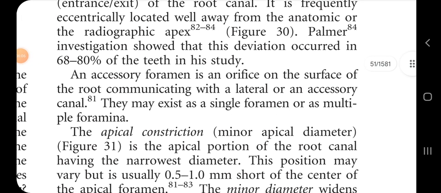An accessory foramen is an orifice on the surface of the root communicating with a lateral or an accessory canal. They may exist as a single foramen or as multiple foramina.